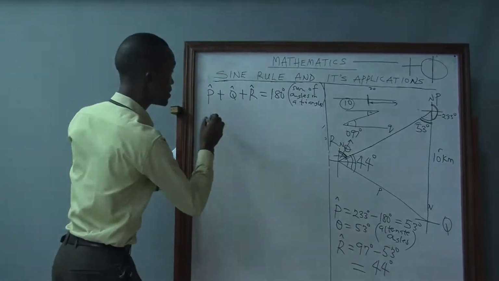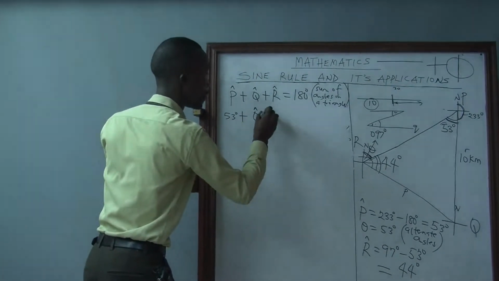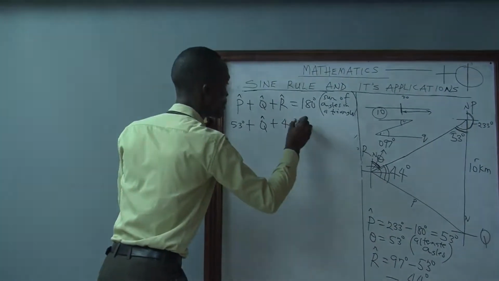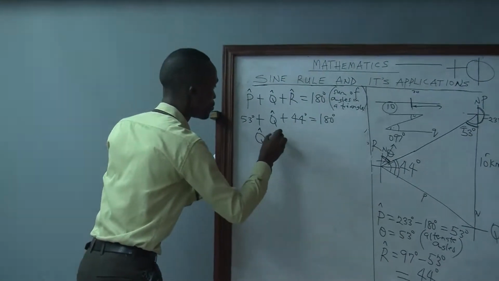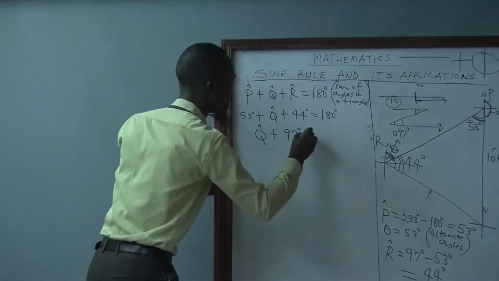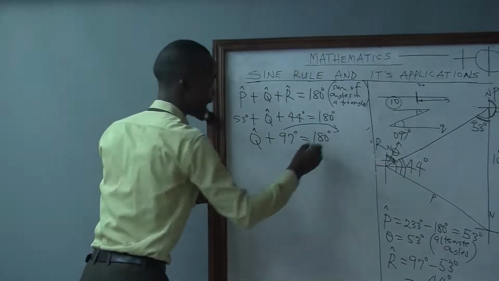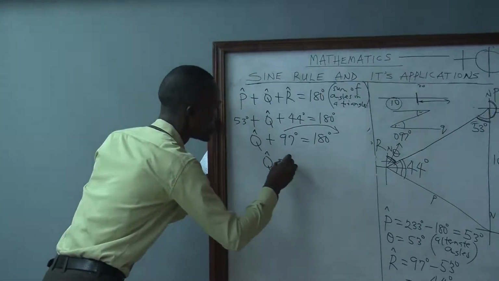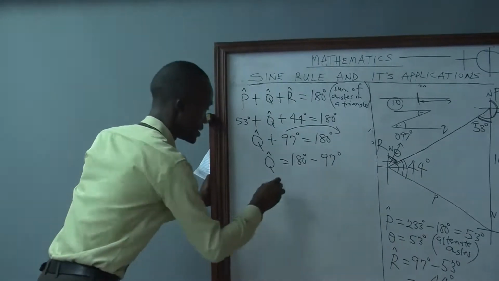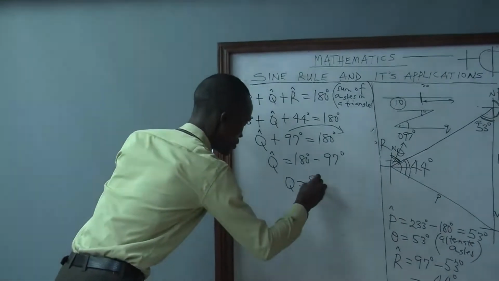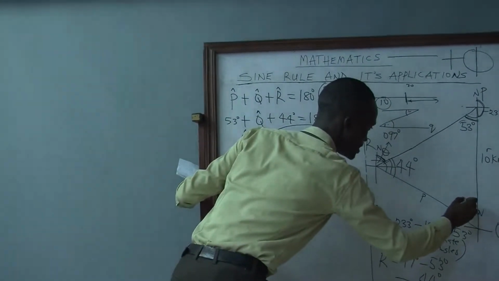So from here, P is 53, Q is what we are looking for, then R is 44, equals 180 degrees. So we have Q plus 97 degrees equals 180. By moving this one to the other side, we have Q to be 180 minus 97 degrees. Then the value of angle Q is 83. So this angle is 83.